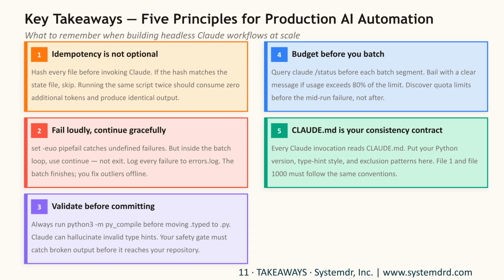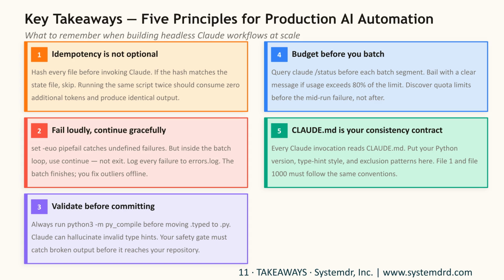Idempotency is not optional. This is the foundational invariant. Every other principle builds on it. Hash every file before invoking Claude. If the hash matches the state file, skip. Running the same script twice should consume 0 additional tokens and produce identical output. If you cannot guarantee this, you cannot run the script in unattended CI.